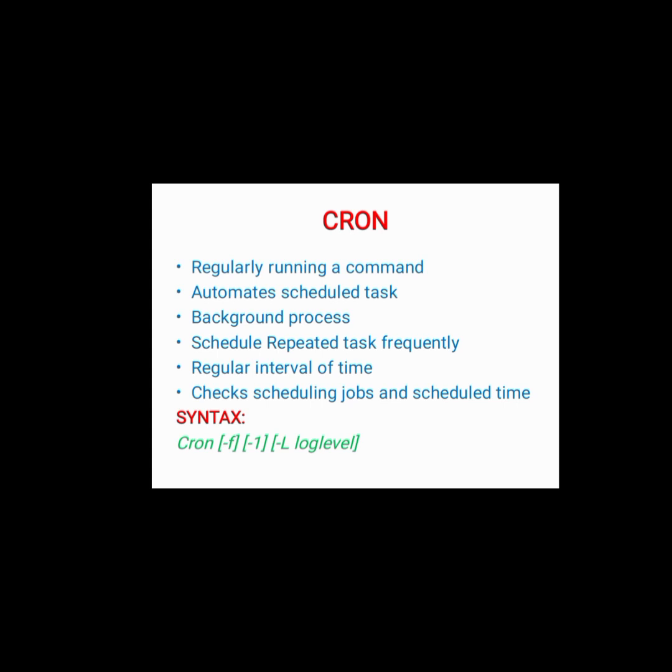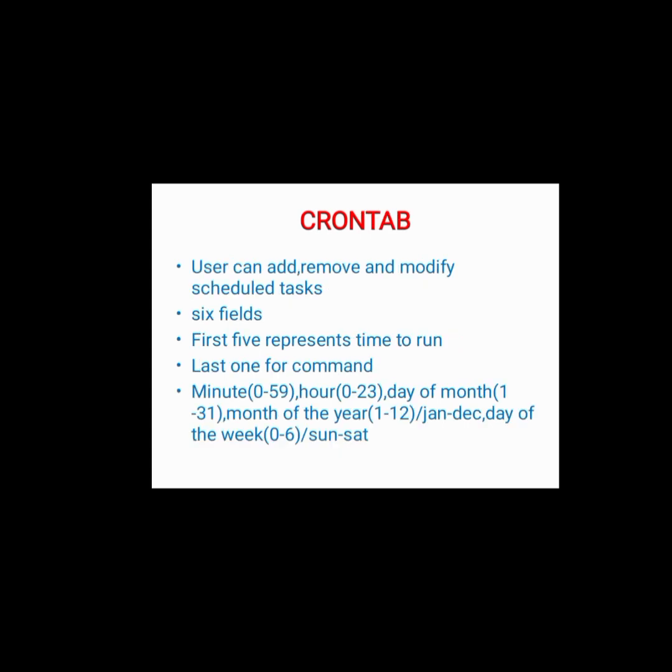And -L log level informs cron what to log using some values, which are 1, 2, 4, 8. 1 means log the beginning of each cron task. 2 indicates log the completion of each cron task. 4 indicates log every failed task. 8 indicates log the number of processes of each cron task.